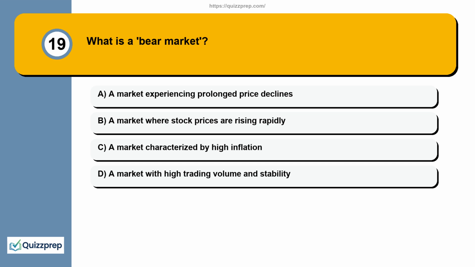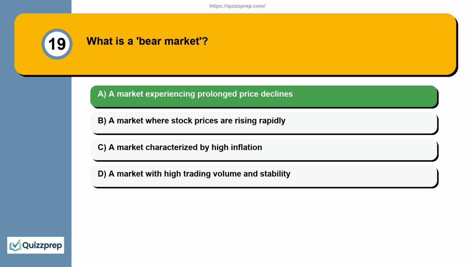Question 19. What is a bear market? Here are your options. Option A. A market experiencing prolonged price declines. Option B. A market where stock prices are rising rapidly. Option C. A market characterized by high inflation. Option D. A market with high trading volume and stability.